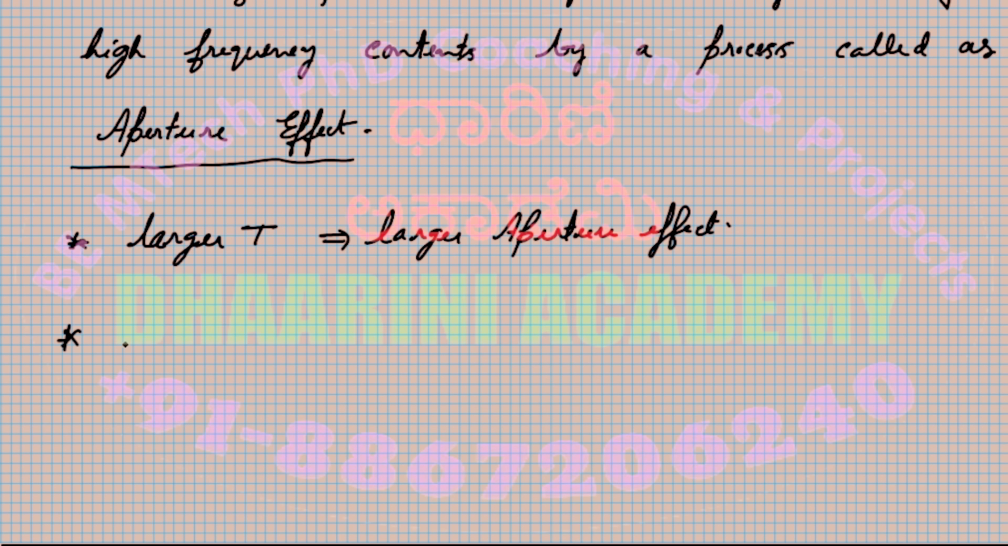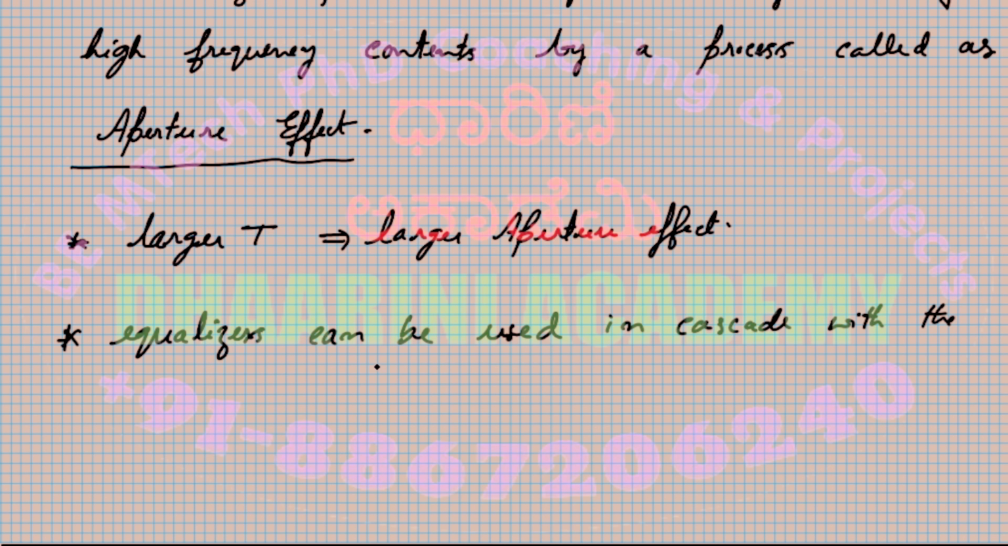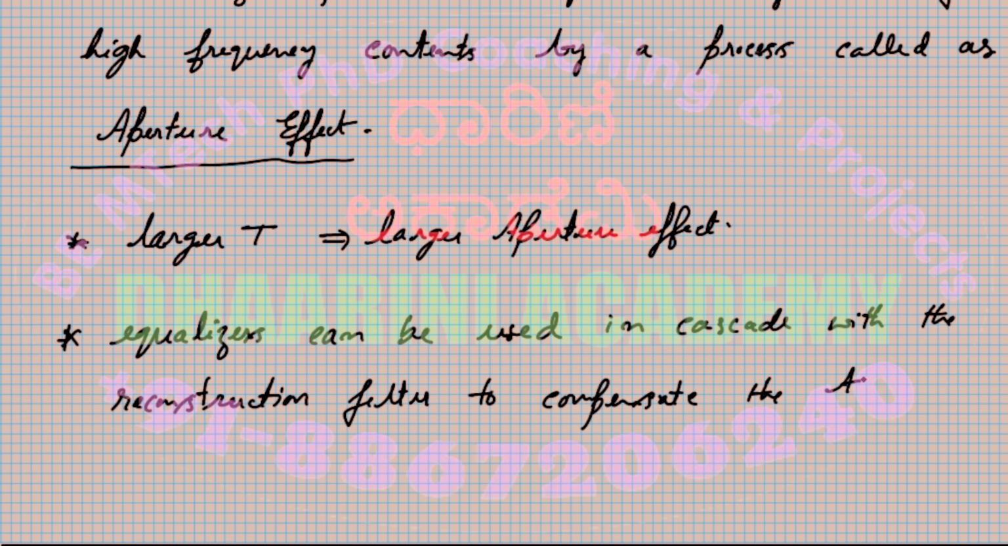This will be the last sentence. Equalizers can be used in cascade with the reconstruction filter to compensate the aperture effect.